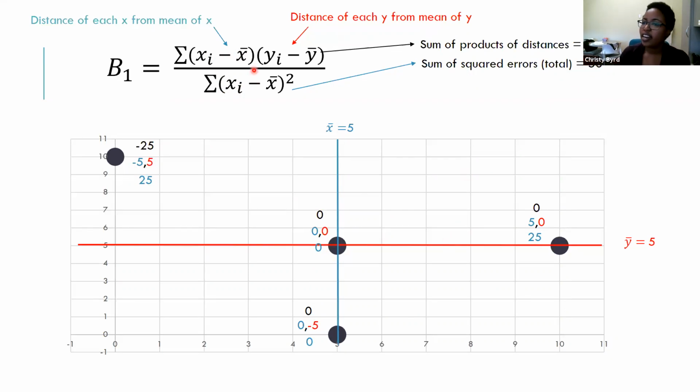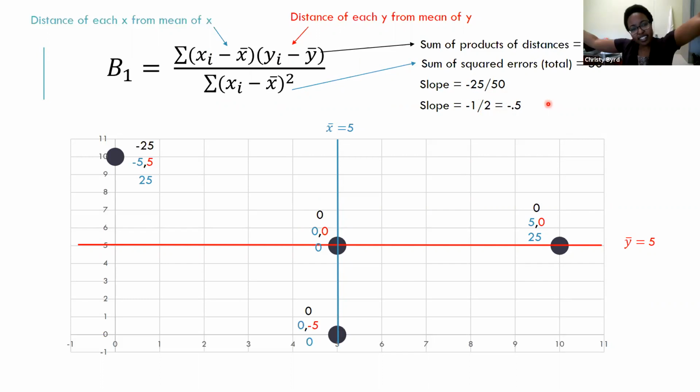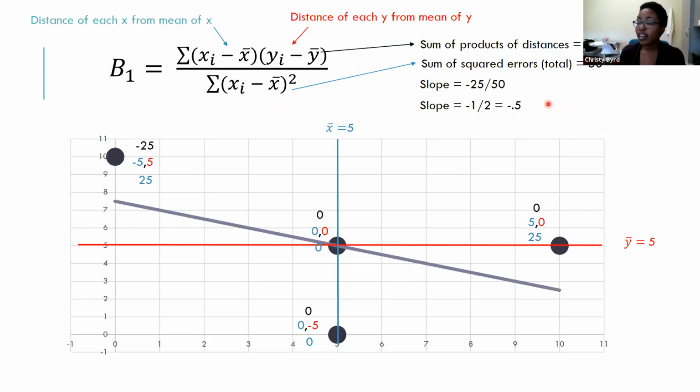All right, so we got our numerator and our denominator. All we have to do is divide them. -25 divided by 50 is -1/2, or if you like the decimal, -0.5. That's our slope. We just calculated it. If we plotted our slope on this graph, it would look like this purple line here.